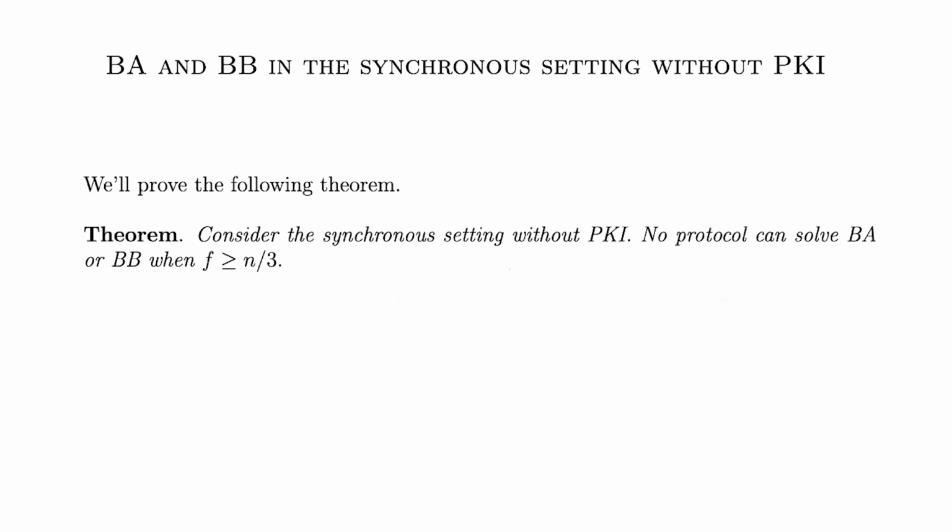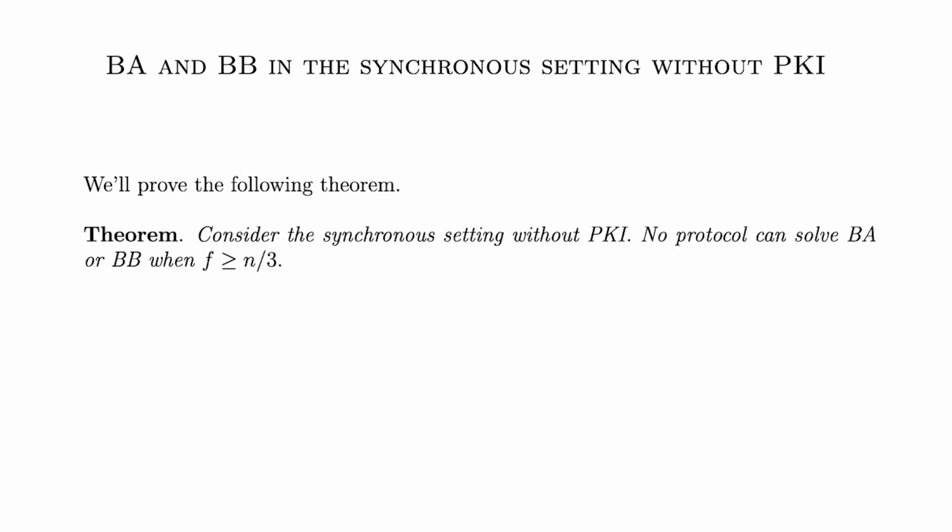Okay, so that was our first theorem. So with PKI, you can basically deal with any number of faulty processors. So next, a very famous theorem is the following one. Consider the synchronous setting without PKI. Here, no protocol could solve Byzantine agreement or Byzantine broadcast when f is greater than or equal to n over 3.